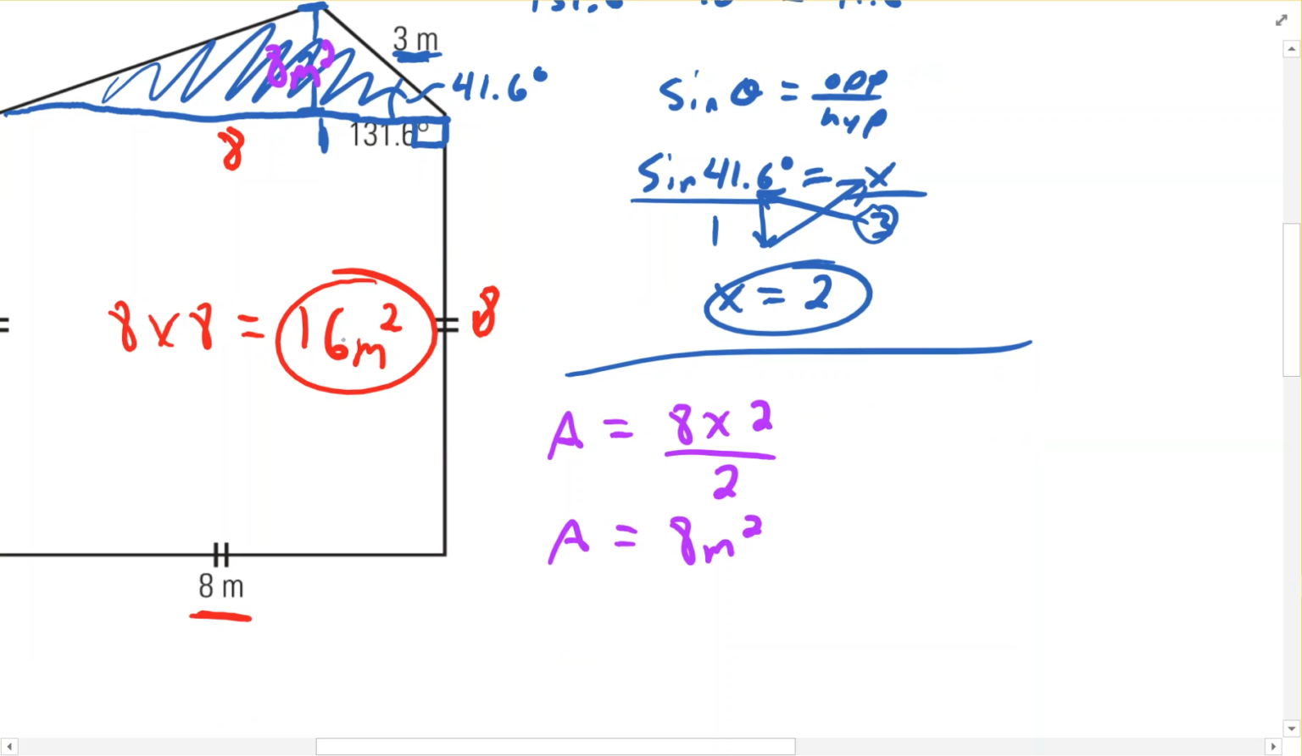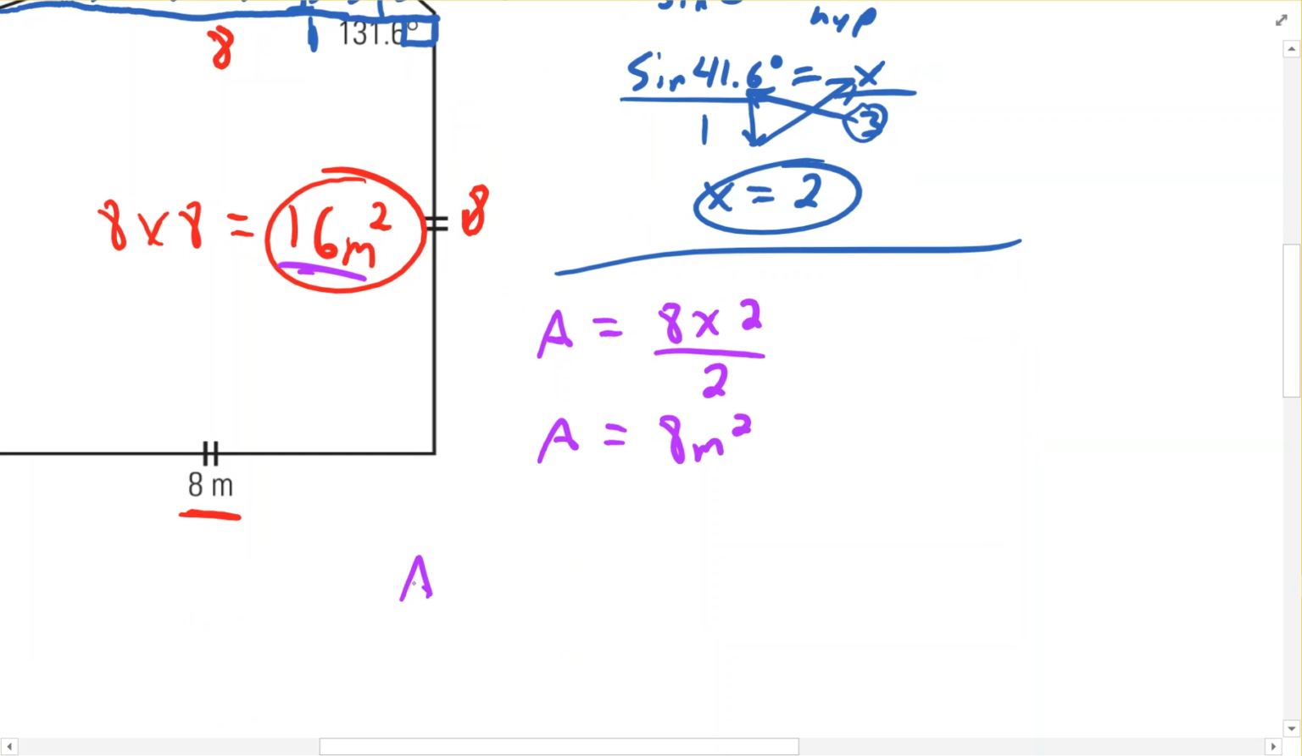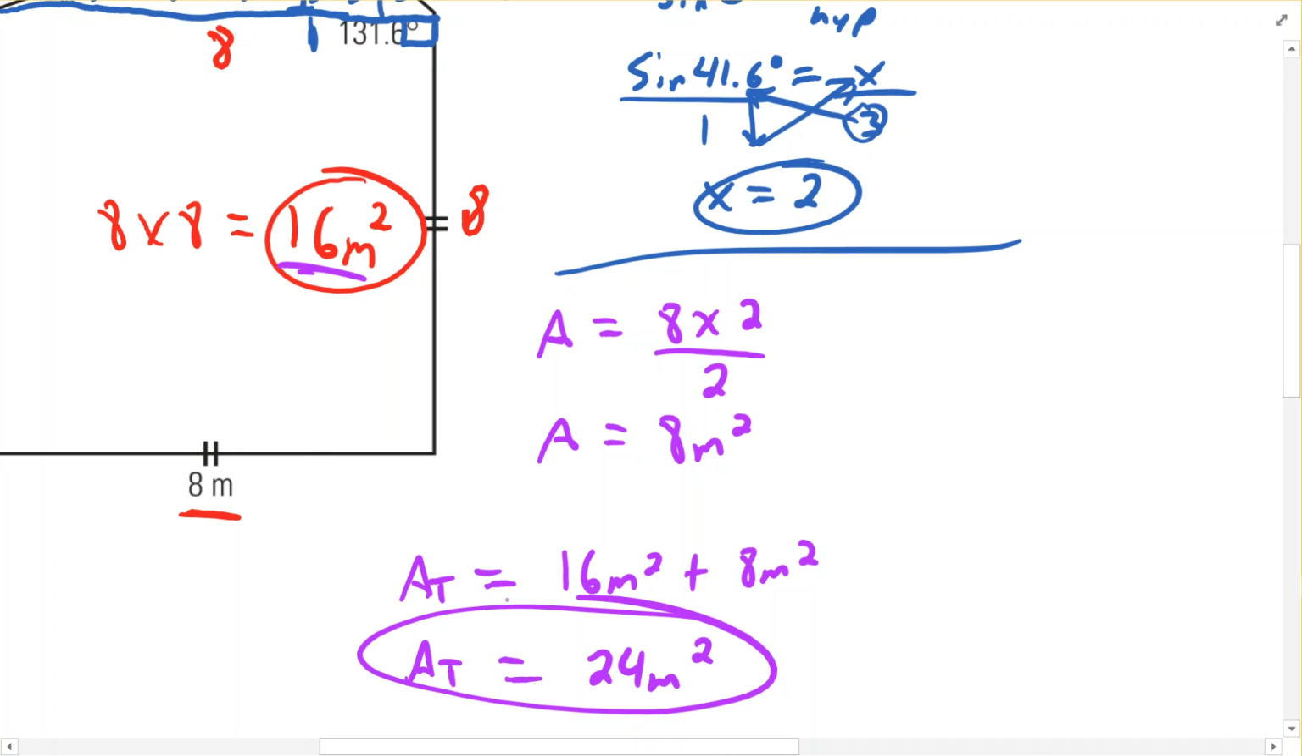All right, so we know that. We know that the area from the beginning of the whole thing was 16. So the total area is just going to be 16 meters squared plus 8 meters squared. So the total area is going to be equal to 24 meters squared. And you're done.